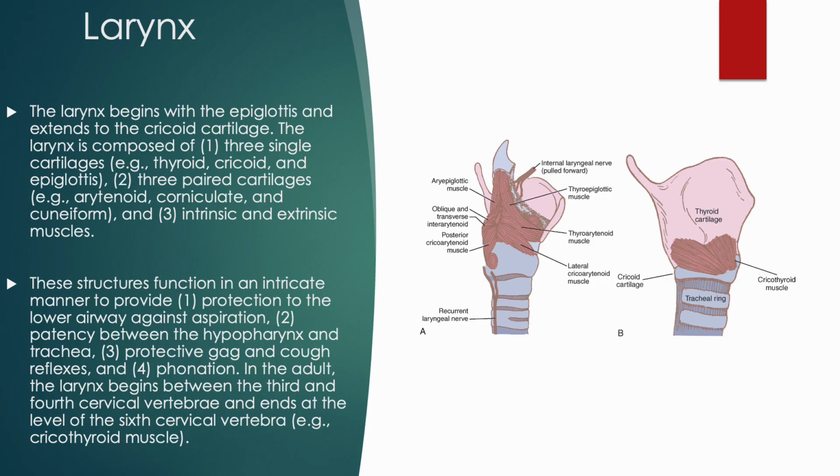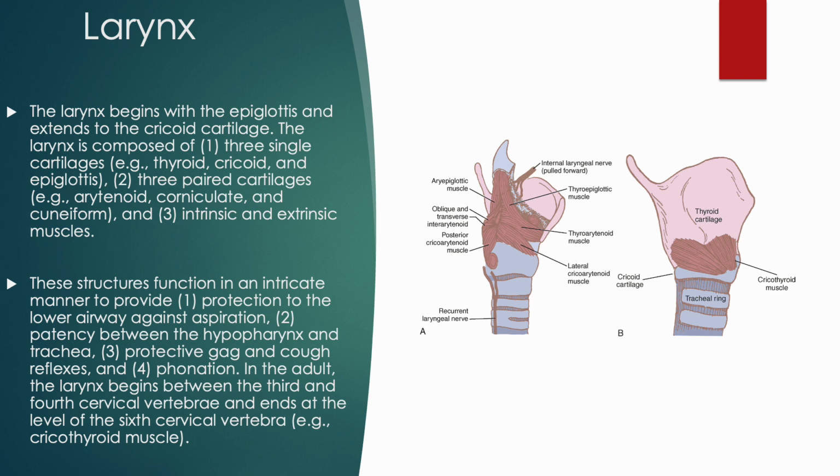All right. Okay, so the larynx consists of 3 single cartilages: thyroid, cricoid, and your epiglottis, and your 3 paired cartilages: your arytenoid, your corniculate, and your cuneiform, along with your intrinsic and extrinsic muscles. These structures help protect the lower airway. They facilitate breathing. They enable phonation. And the cricoid cartilage, and we talked about this, is the only complete ring, and that provides that structural integrity. Okay, so the larynx, the primary role is preventing aspiration, maintaining patency, and supporting protective reflexes like coughing.